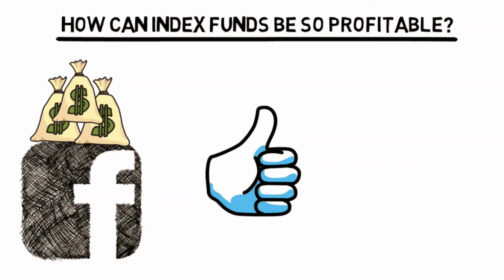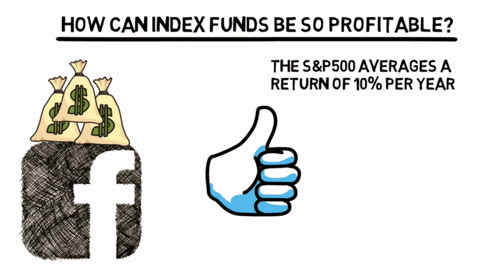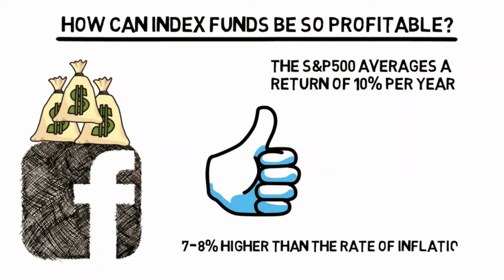that year. From 1985 until 2015, the S&P 500 actually had an average return of 10.28% per year, with the average over the last century being around 10%, 7 to 8% higher than the average rate of inflation, which in Canada and the US averages out at around 2 to 3% annually.